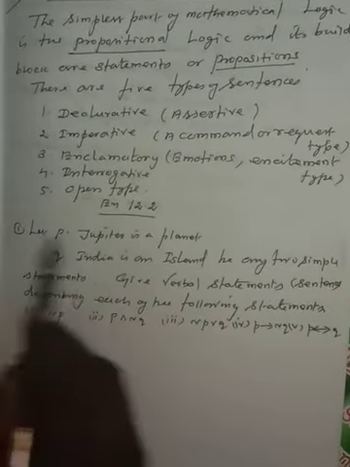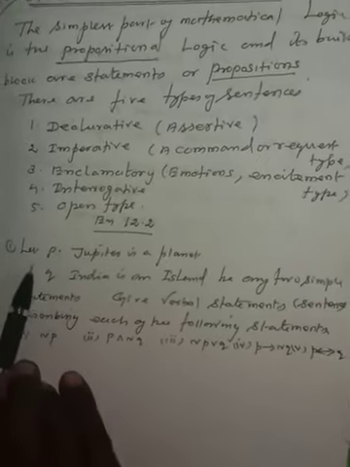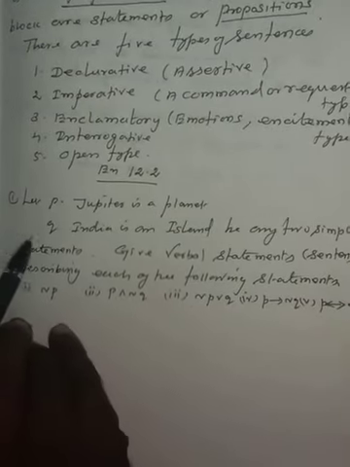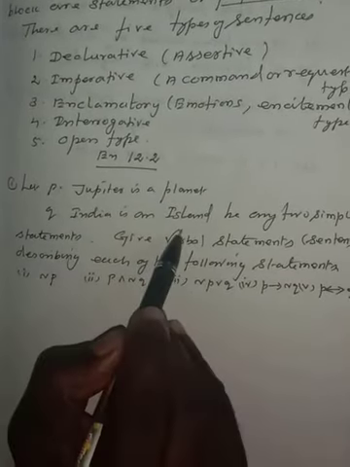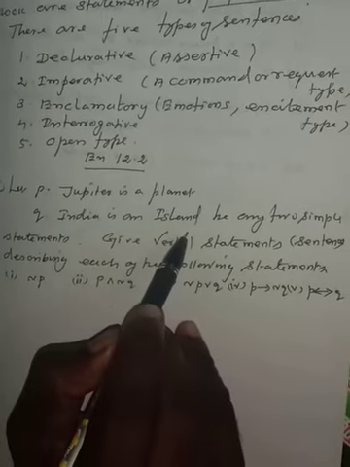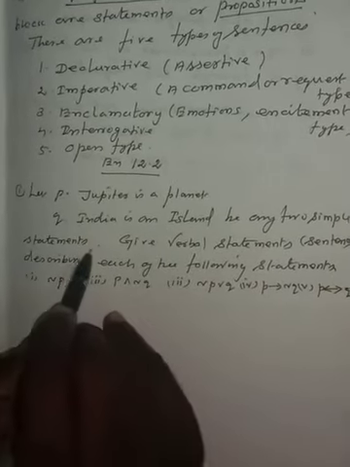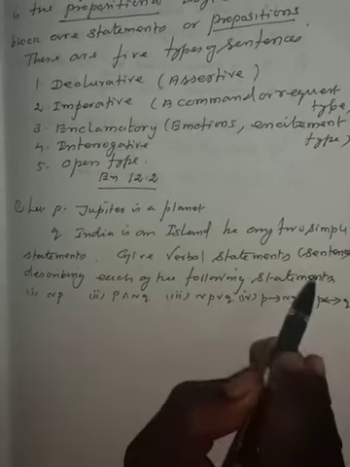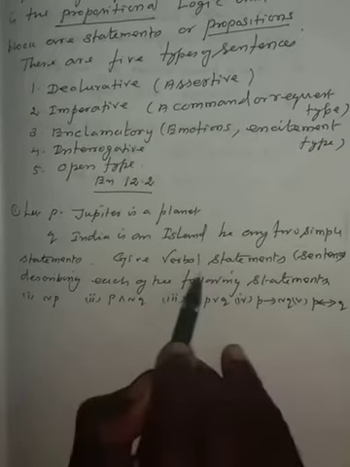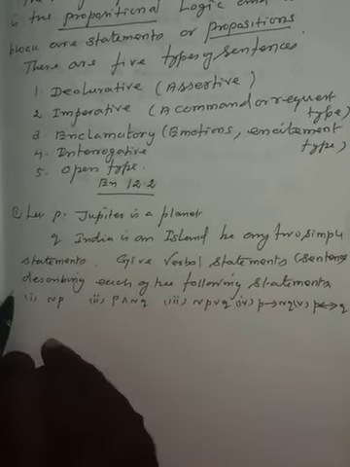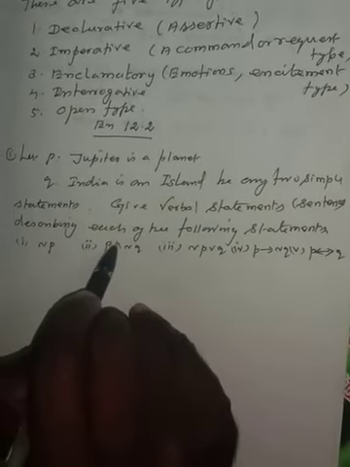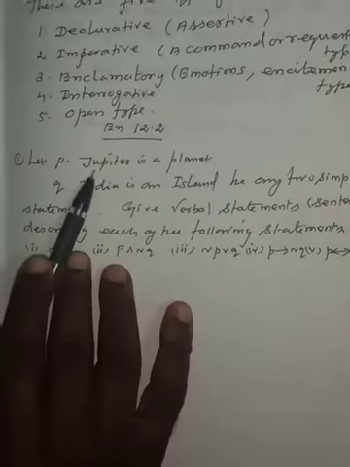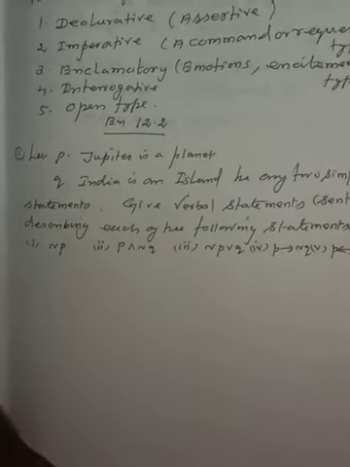Exercise 12.2, sum number 1. Let P be a statement: Jupiter is a planet. Q is another statement: India is an island. Any two simple statements. Give verbal statements describing the following statements. P is the first postulate, Q is the second postulate.